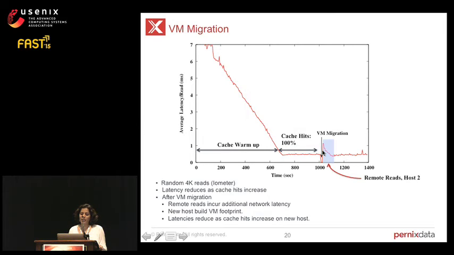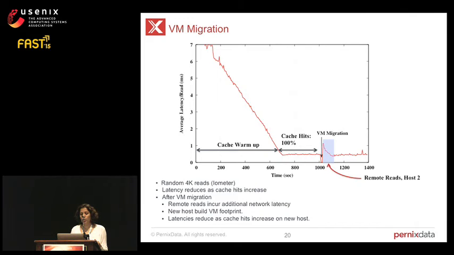The VM then migrates, and after it migrates, host 2, until it has rebuilt the flash, starts issuing remote reads to the previous host. So as we can see, as it had more and more cache hits, the read latency started reducing until, again, it had rebuilt the VM's footprint on its own host-side flash, and now all the reads on host 2 also see flash latencies.